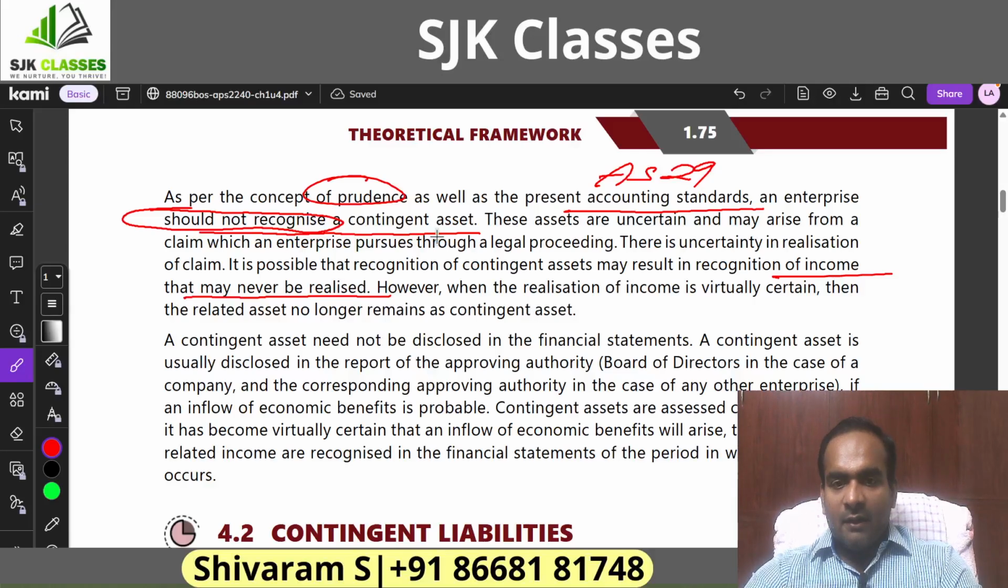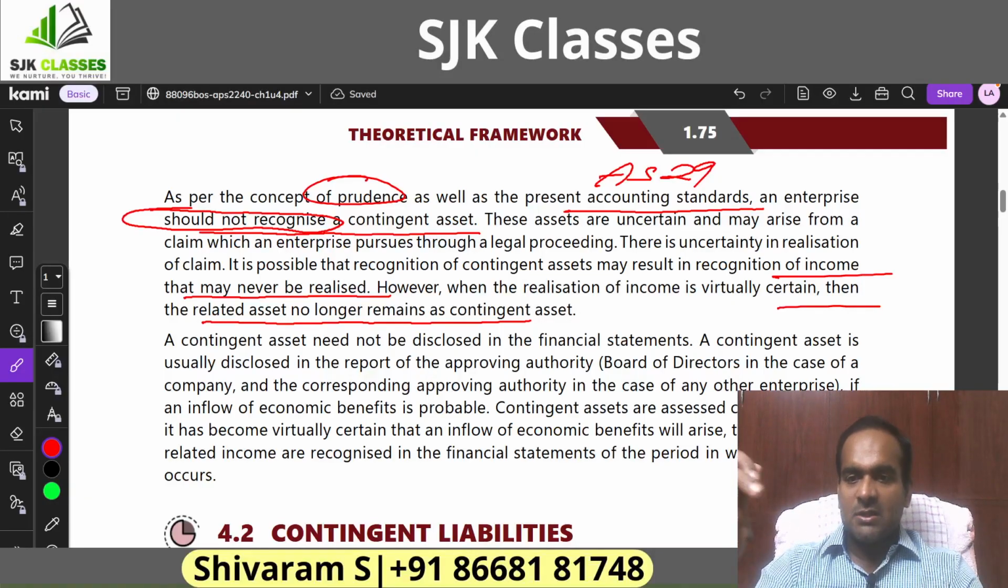However, when the realization of income is virtually certain, then the related asset no longer remains a contingent asset. Now, what is the meaning here? It says that once the receipt is virtually certain, what does it mean? It means that if we have won the case and the court has given the order in our favor, then the firm can recognize the receivable in the books of accounts. So it's no longer a contingent asset; it becomes an actual asset and a receivable.